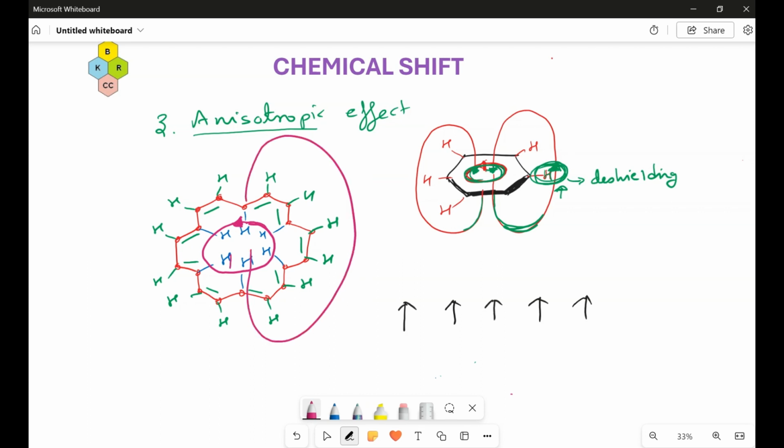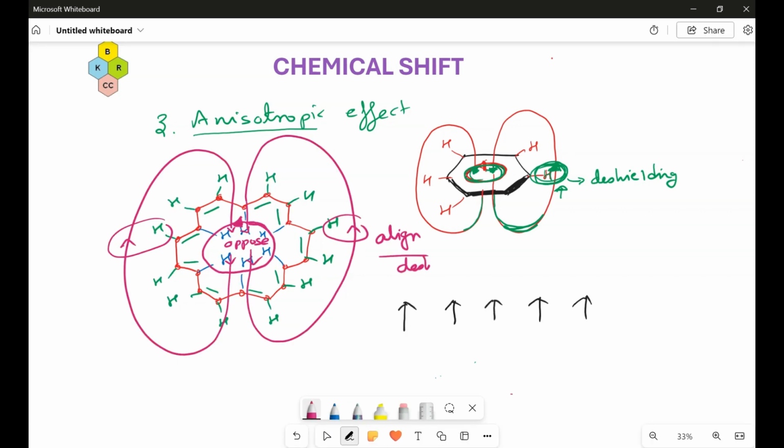It generates a secondary magnetic field in such a way that near the outer protons, it is aligning, and near the inner protons, it is opposing. So aligning means it is de-shielding, and opposing means it is shielding.